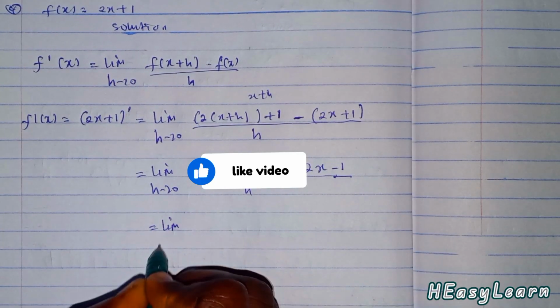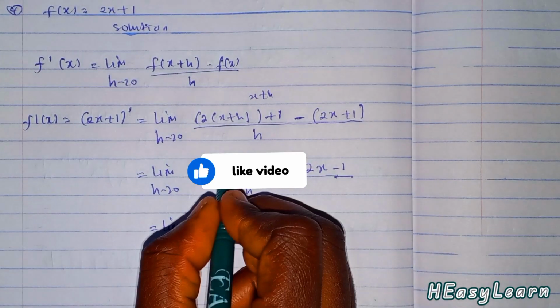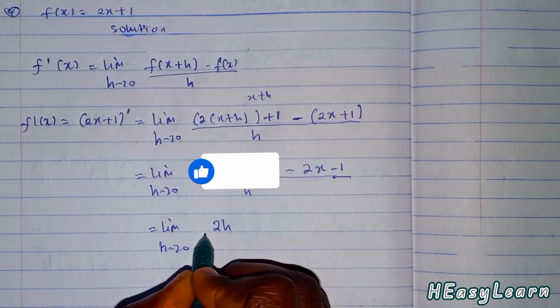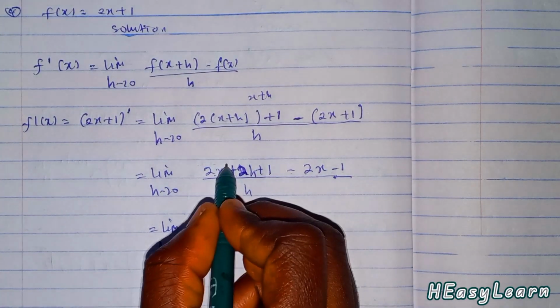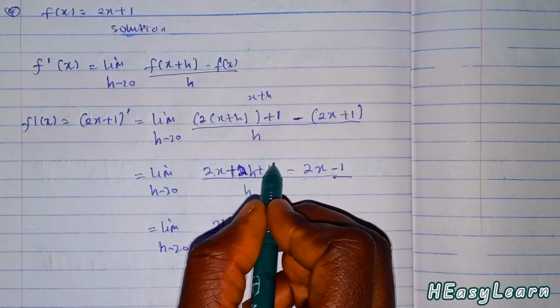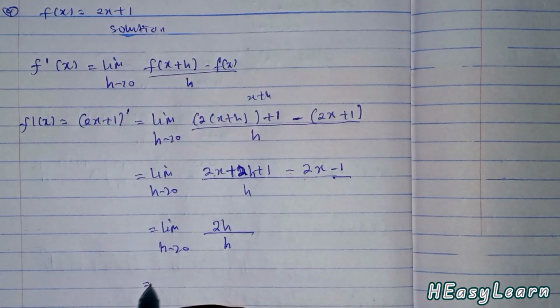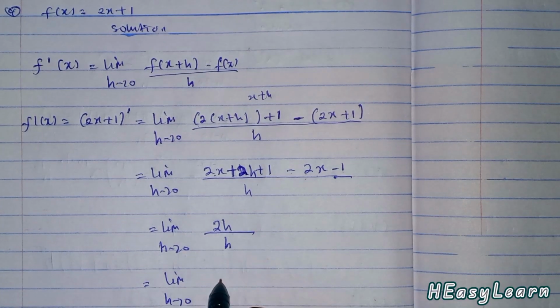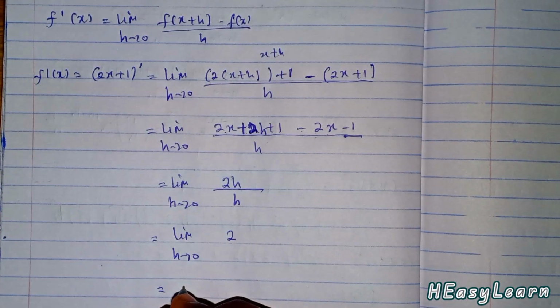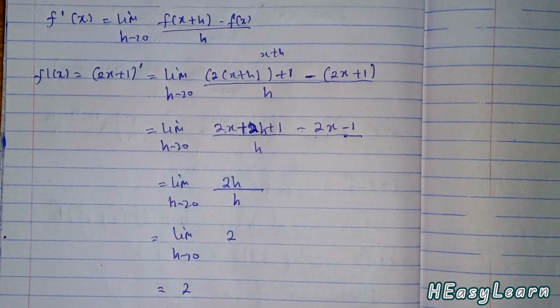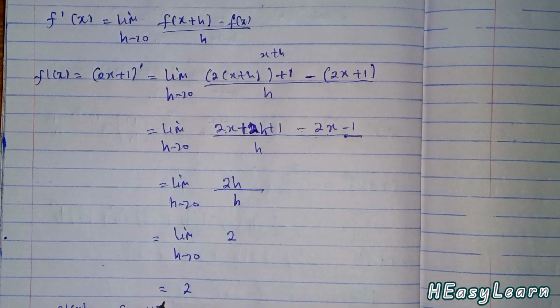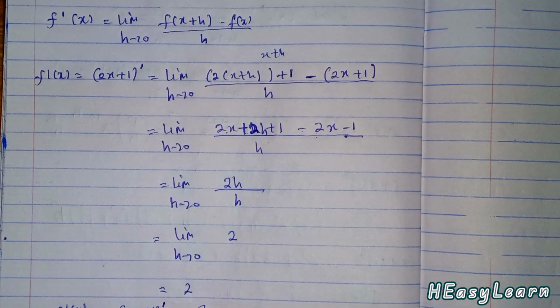The limit h approach 0, 2x will cancel, 1 minus 1 cancels. This is the same thing as 2h over h. The limit h approach 0 of 2. The limit h approach 0 of 2 is equal to 2. Using the first principle, the derivative of the function 2x plus 1 is equal to 2.